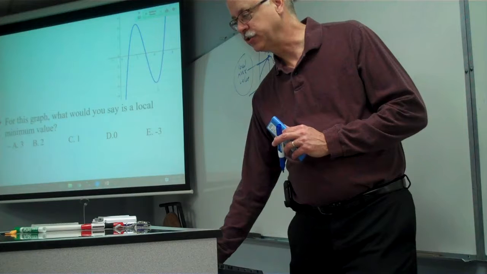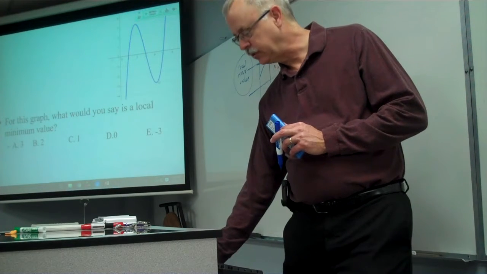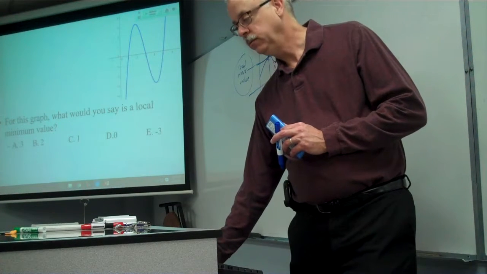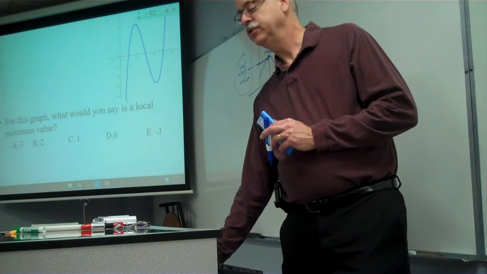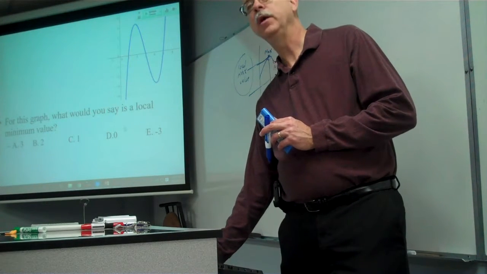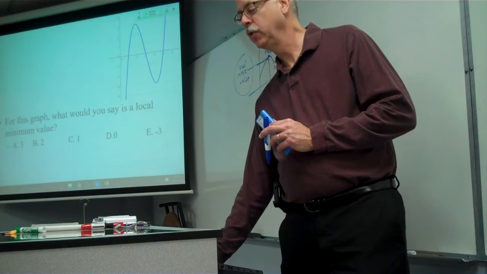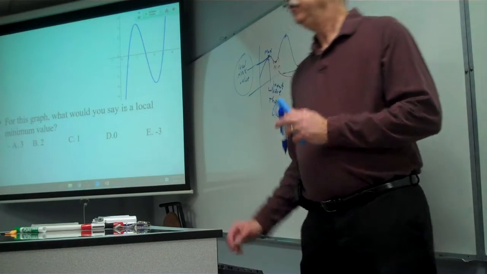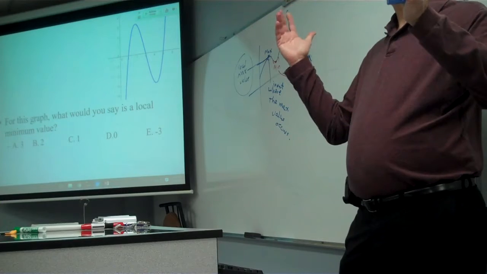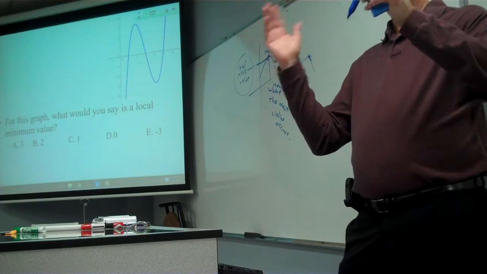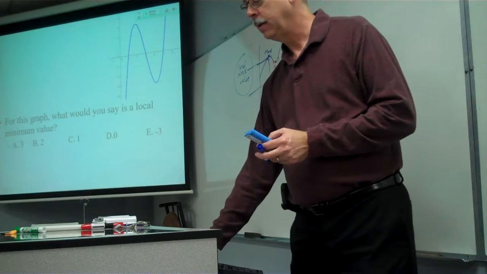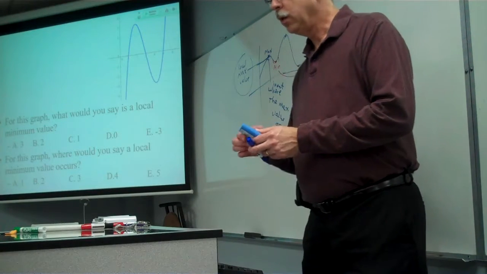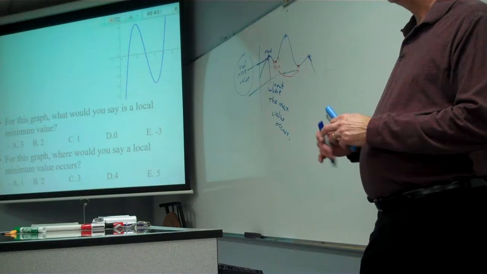And I would agree it's the minus 3. That's the lowest output we get locally. Now we are lower over here, but the way the graph is, it would appear this graph keeps going down. So in terms of local, the endpoints of the graph are not local. We really have to be able to see on both sides to call it a local extrema. And where would you say this local minimum value occurs?